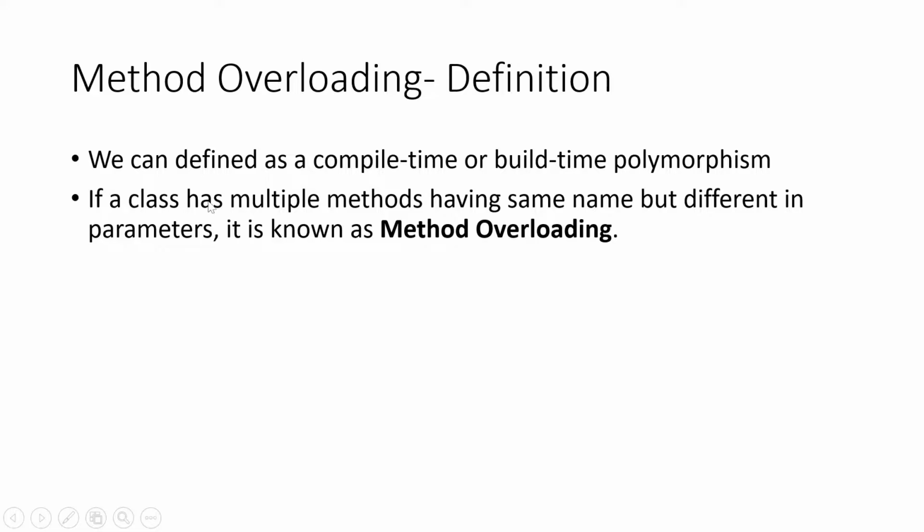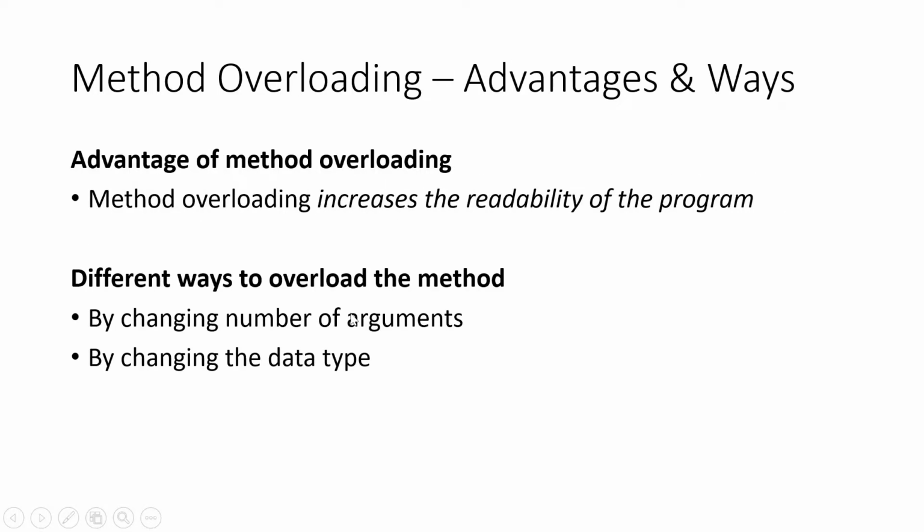If a class has multiple methods with the same name but different parameters, or different in type, we say it's method overloading. The advantage of method overloading is that it increases the readability of the program, and we can define method overloading by changing the number of arguments or by changing the data type. So let's see.